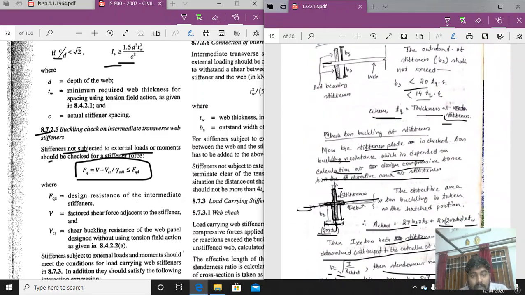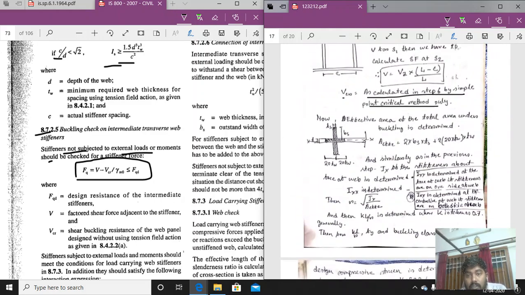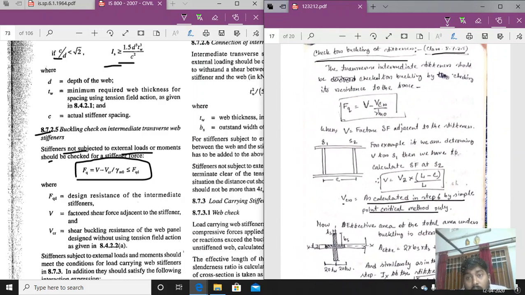Okay, the web panel design without using the tension field method. So here that value has to be taken care of. So V_cr we know. Now coming to V. The factored shear force adjacent to the stiffener. That means if we are determining the shear force for S1, we have to determine the shear force adjacent to that stiffener, that is S2. How is it determined? V is equal to V_z into (L minus c) by L.